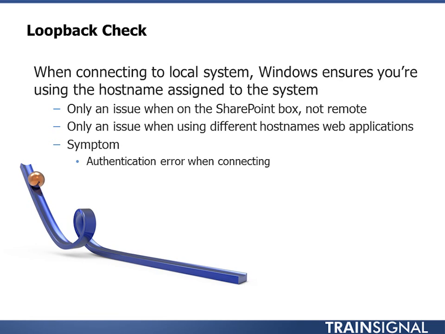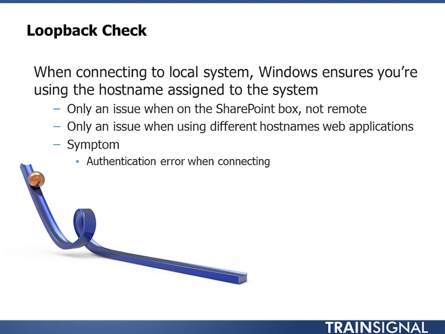If I connected to a URL that was intranet.geektrainer.com, what's going to happen if I'm physically sitting at that box, which again I am, is Windows is going to go, oh, okay, well, we're looking at our local system. The name of the system is SharePoint 2013. You're using intranet. That's not going to work because those don't match. So the loopback check is a little bit of a security thing. And what it's going to do is make sure that the host name that you're using is in fact the name of the local system.